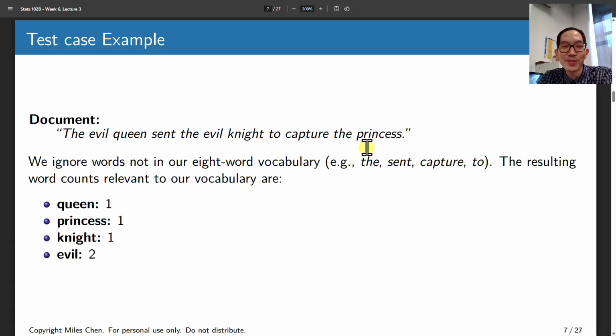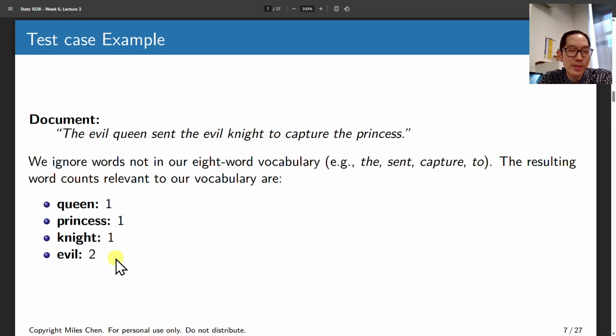Okay, and there's a few things where it's like, okay, they're talking about a princess, so probably not chess. And they're talking about the evil queen and the evil knight, probably not going to be about chess either, right? So we're going to just ignore the words that aren't in our vocabulary, okay? And if we count the words that are in our vocabulary, we have the word queen appears once, princess appears once, knight appears once, and evil appears twice, okay?